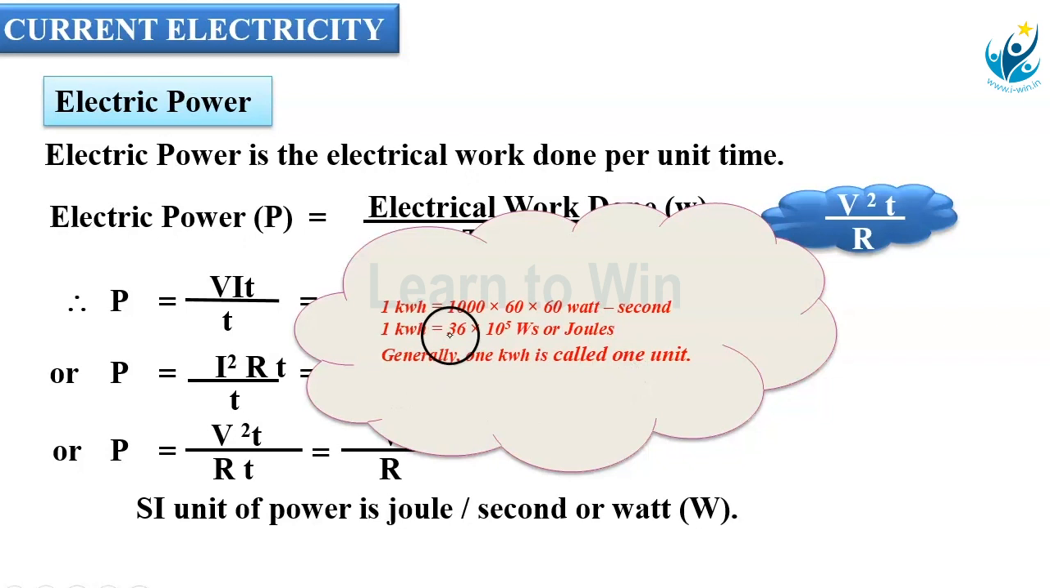An amount of electrical energy 3.6 × 10^6 joules is taken as 1 unit. That we call as 1 kilowatt hour. What is the 1 kilowatt hour value? 3.6 × 10^6 joules.